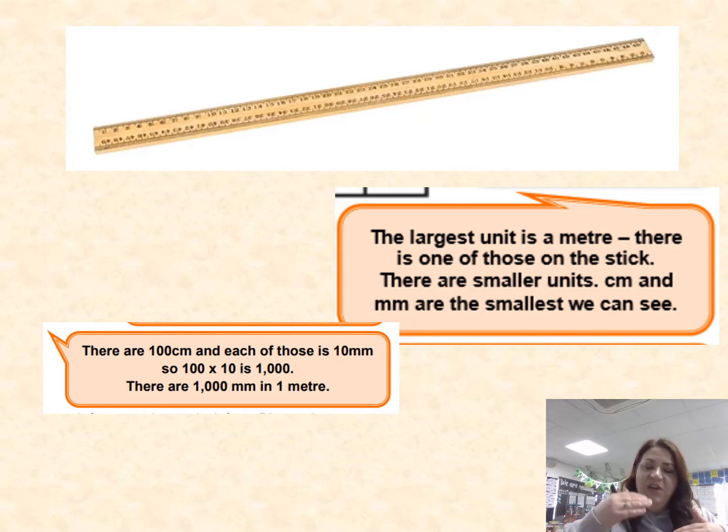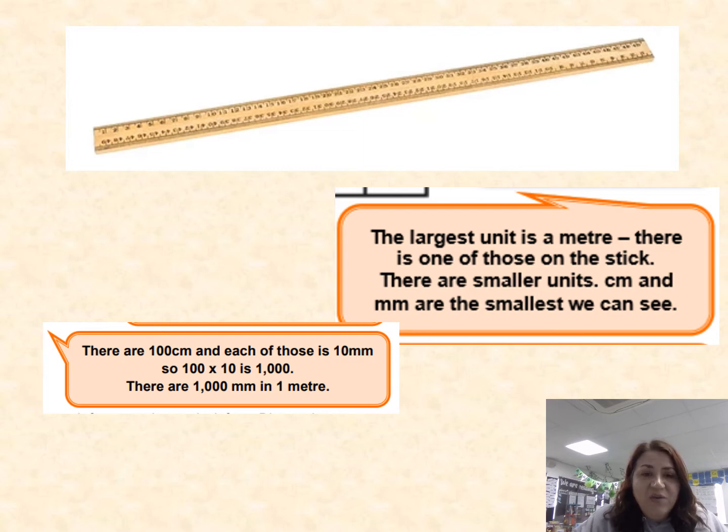So now we're doing our times by 10, times by 10 again. So we've got 100 times 10, and that will tell us how many millimetres we've got. So 100 centimetres, each of those having 10 millimetres. So if we do 100 times 10, that will tell us how many millimetres there are. Can you tell me? 100 times 10, the 1,000.